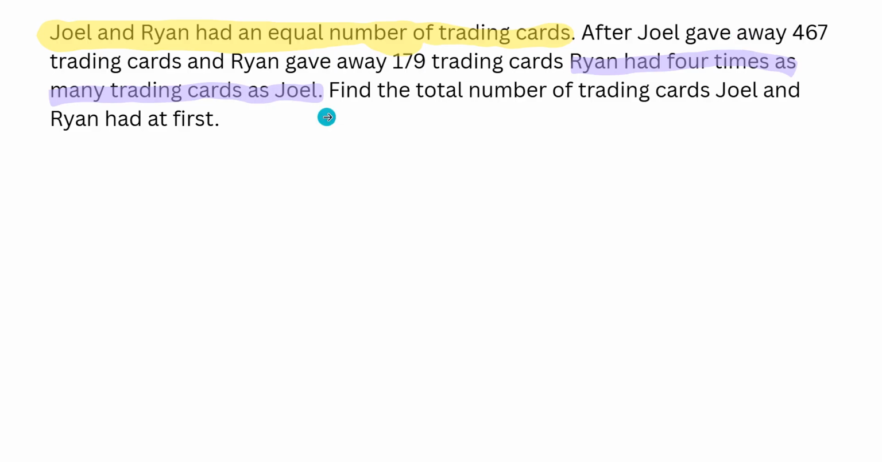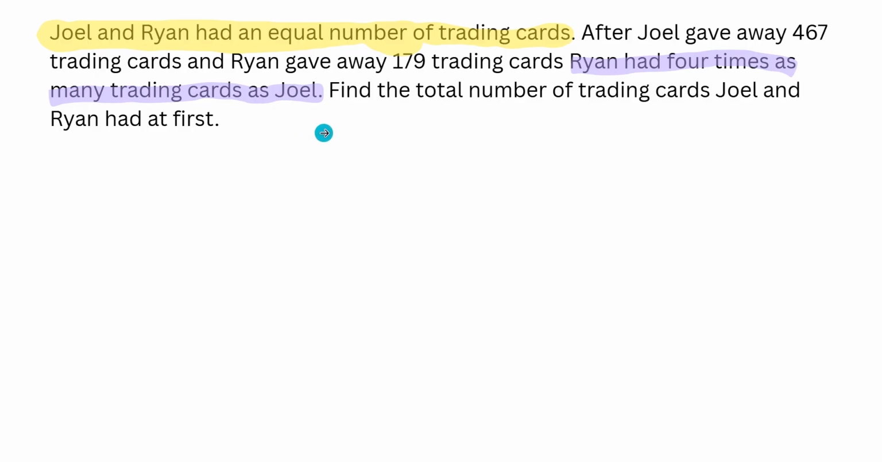After Joel gave away 467 trading cards and Ryan gave away 179 trading cards, Ryan had 4 times as many trading cards as Joel. This is the second statement, which also shows the relationship between the number of trading cards each of them had. So we can start from here, which would be easier as well. And we are starting from the end. So let's start from here.